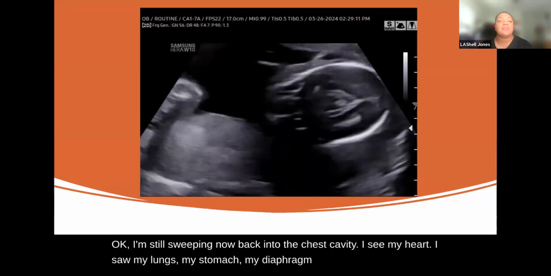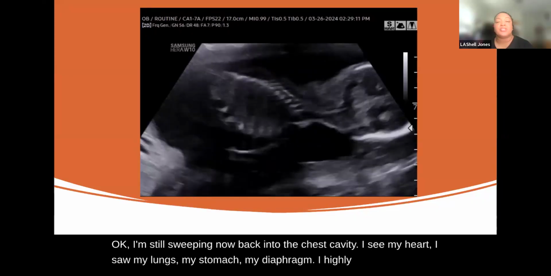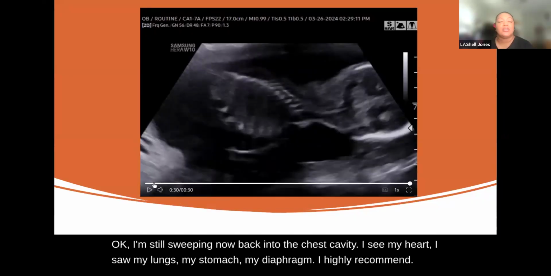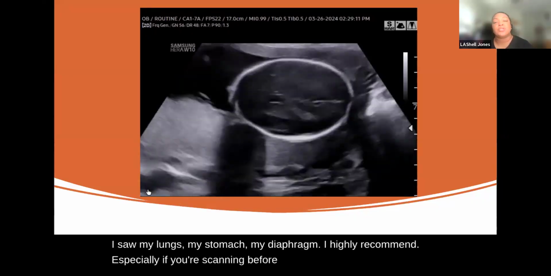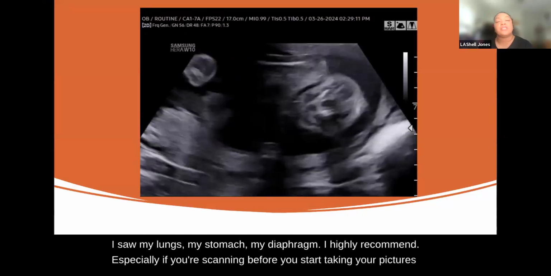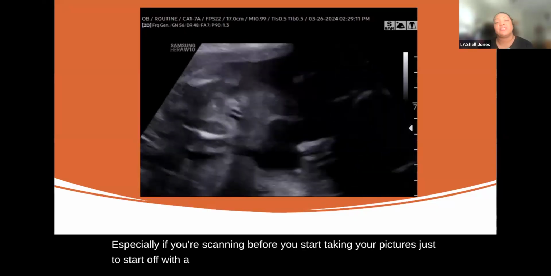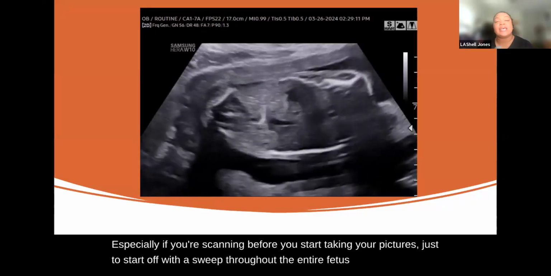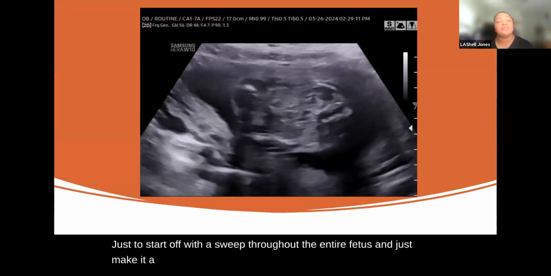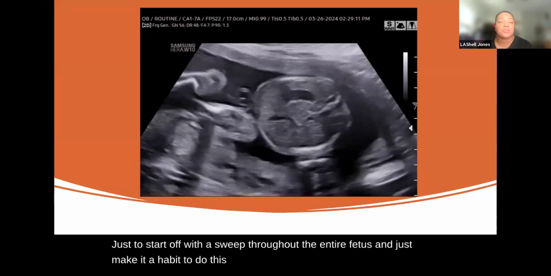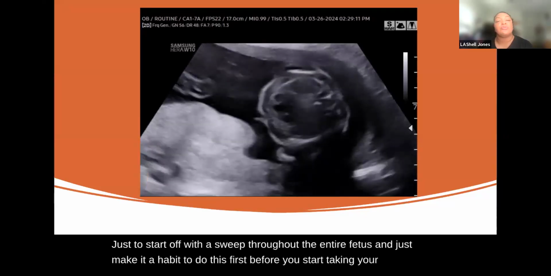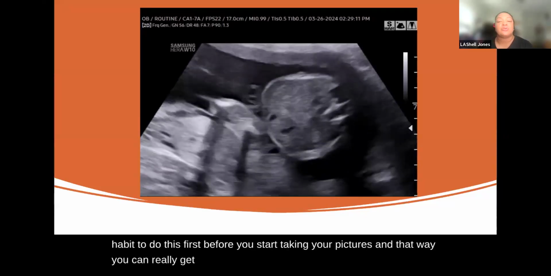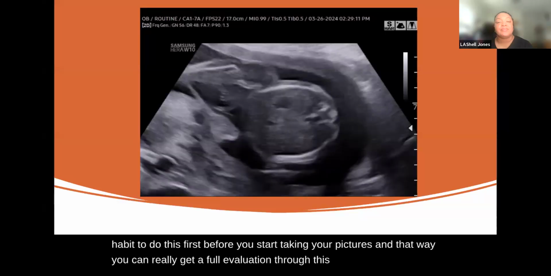I highly recommend, especially if you're scanning, before you start taking your pictures, just to start off with a sweep throughout the entire fetus. And just make it a habit to do this first before you start taking your pictures. And that way you can really get a full evaluation through this 30-second clip.